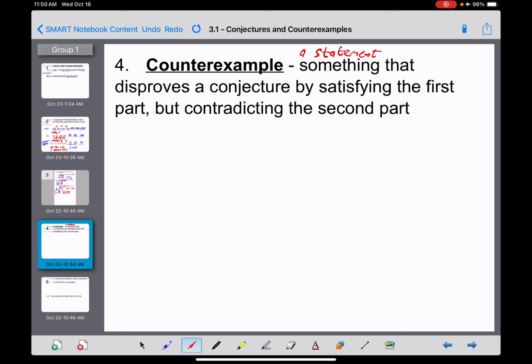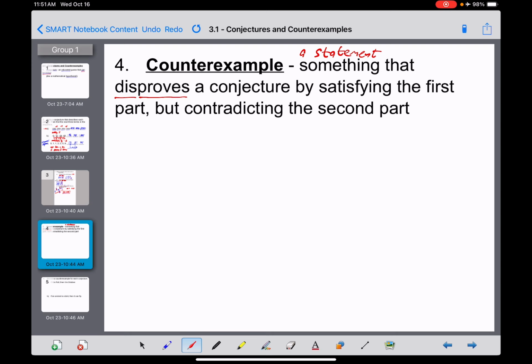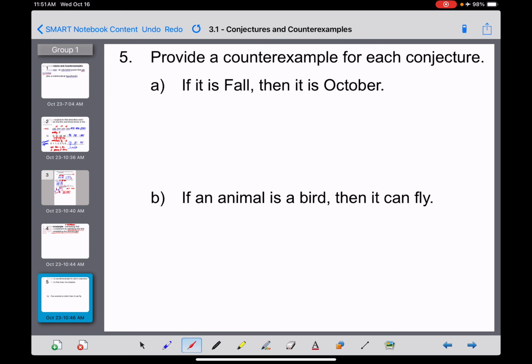Now, whoa, whoa, whoa. Proves means shows something is true. Disproves then means shows that something is false. If you remember all the way back on the first slide, we defined a conjecture as an educated guess that can be tested, and we did not say that a conjecture had to be true. So a counterexample is something you can use to disprove a conjecture. And here's how it works. You have to satisfy the first part of the conjecture, but then you have to contradict the second part. Contradict means going against something. So that definition is a little bit wordy, but I think once you guys see it in action, you'll realize this isn't all that bad.